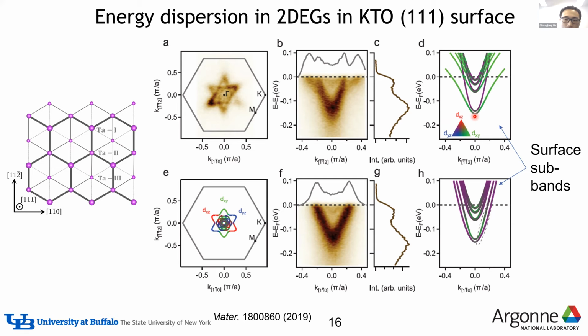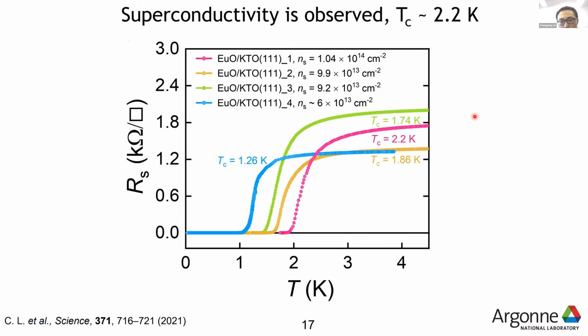As I mentioned earlier, we were able to obtain a metallic interface. As we lower the temperature further, surprisingly, we found that the 2DEG becomes superconducting and the Tc becomes as high as 2.2 Kelvin, which is about one order of magnitude higher than the widely studied LAO/STO system, which was only about 200 mK. Showing in this figure are four different EuO/KTO 111 samples. All of them are grown on the KTO 111 surface. The difference is that they have different carrier densities, and the Tc is also different.